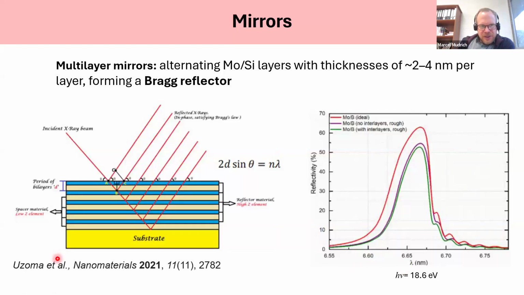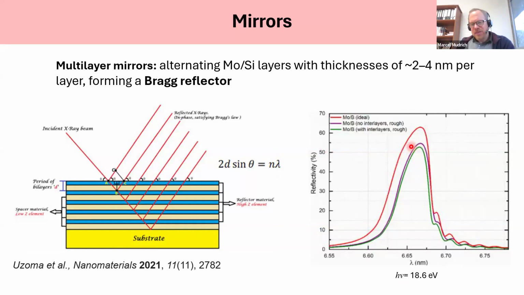So for example, this is taken from a quite recent paper, where this multi-layer structure achieves a reflectance or reflectivity of like 50% up to 60% at 6.65 nanometers, which corresponds to about 18 eV. So this is already vacuum ultraviolet, where standard optics cannot provide any decent reflectivity. But 50%, 60% still is not enormous, right?